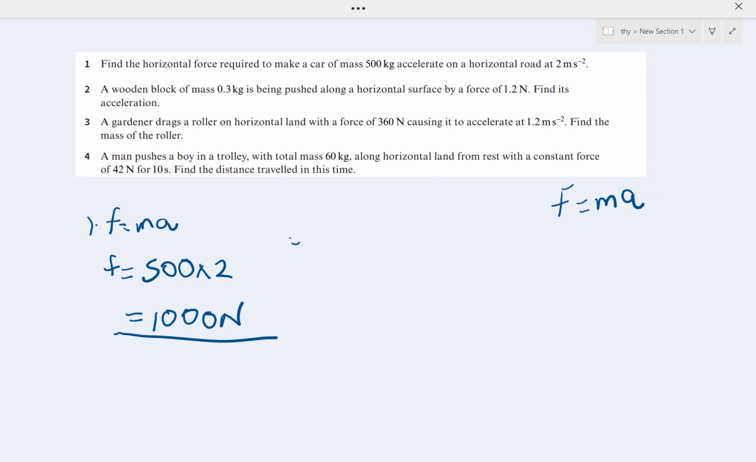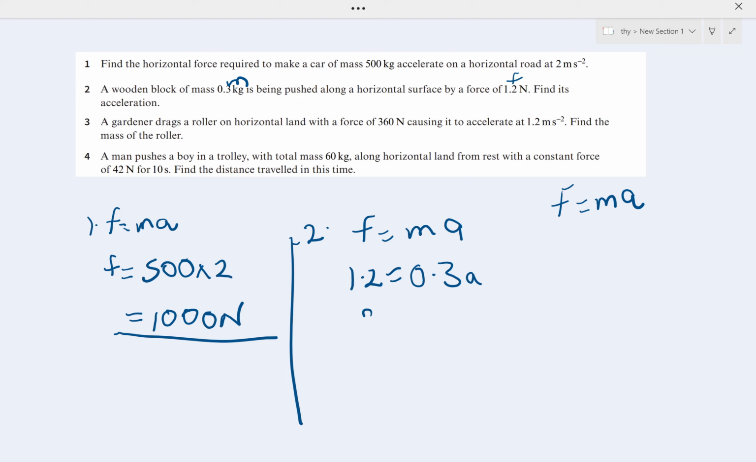And question 2: a wooden block of mass 0.3 kilograms is being pushed along a horizontal surface by a force of 1.2 newtons. Find its acceleration. So F equals ma. 0.3 is our mass and the force is 1.2, so we'll just fill that in. 1.2 is equal to 0.3a. So I'm going to solve this: 1.2 divided by 0.3. Now a will be equal to 4. Just divide both sides of that equation.